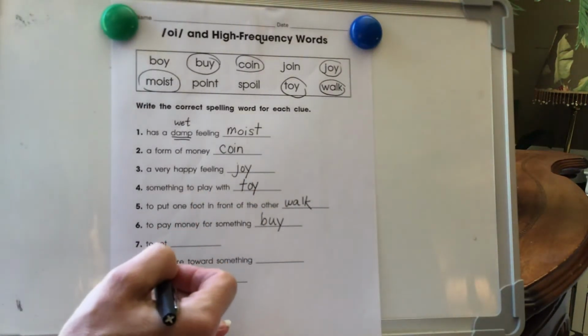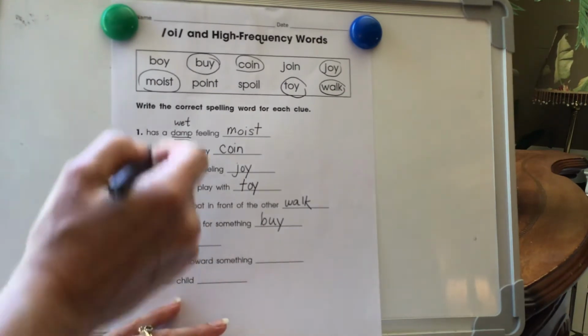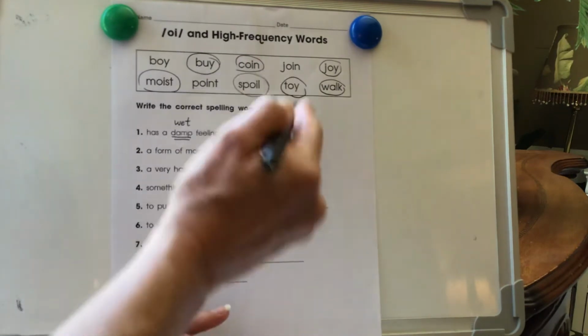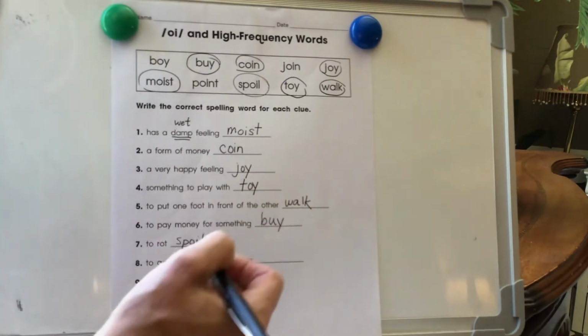Okay, to rot. When something gets old and yucky, it can rot. So we're looking for another word that means to rot. Boy doesn't mean to rot. Point doesn't. Oh, spoil. There we go. Spoil. If our food spoils, it's another word for rot.